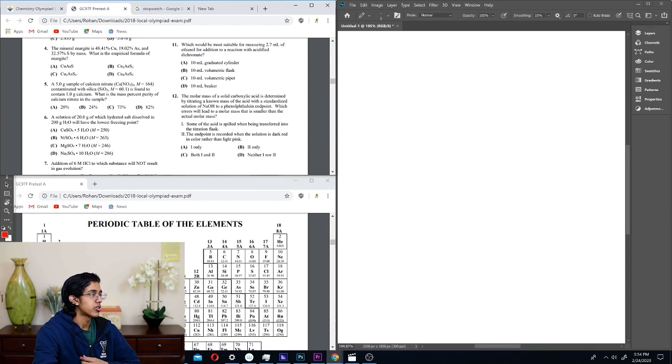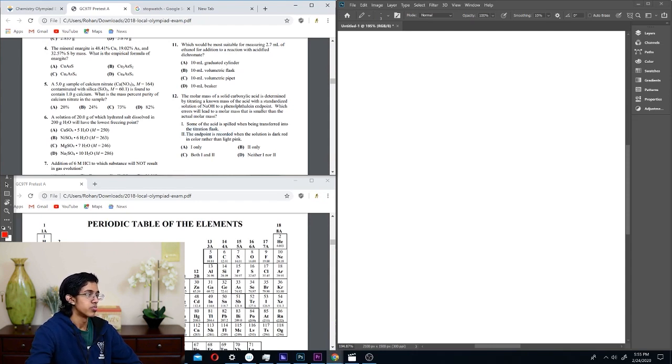The molar mass of a solid carboxylic acid is determined by titrating a known mass of the acid with a standardized solution of NaOH. Which of the following errors will lead to a molar mass that is smaller than the actual molar mass? Some of the acid is spilled. So basically, if you get a smaller molar mass, that means you expected more moles of acid. So that means it was harder to titrate than it should have been.